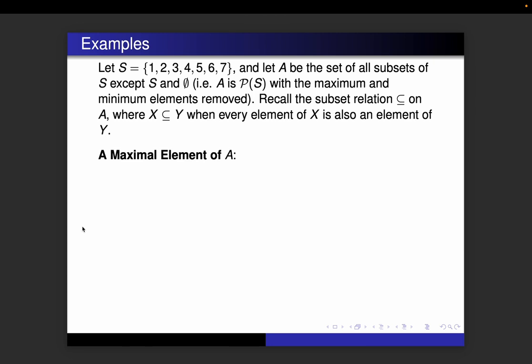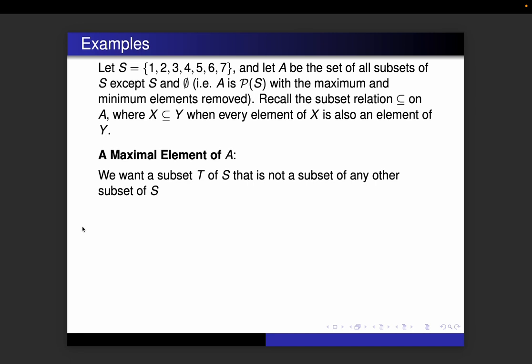So what would a maximal element of A be? Remember, we can't choose the whole set S because that's not a part of our poset. Well, we want some subset T that is not a subset of any other subset of S. And you may stumble around for a lot of examples, but this one seems reasonable. I can't use the entire set S, but if I took one element out of it, say 7, and just included the numbers 1, 2, 3, 4, 5, and 6, maybe that might give us a maximal element.